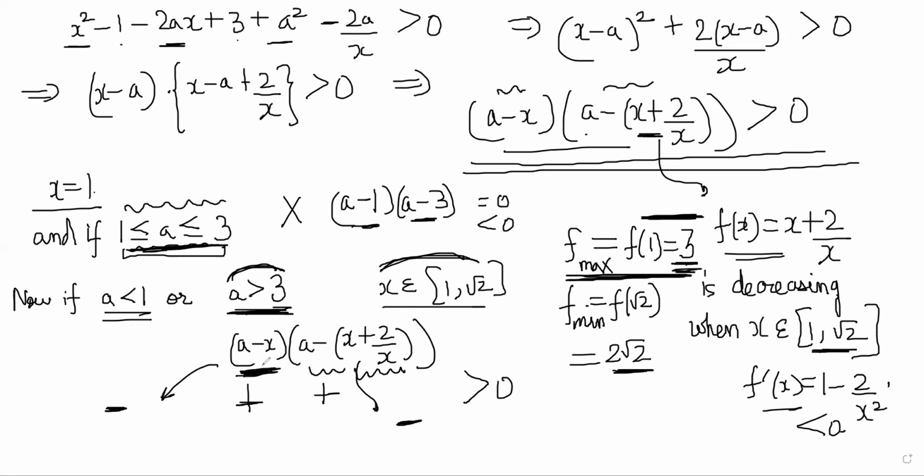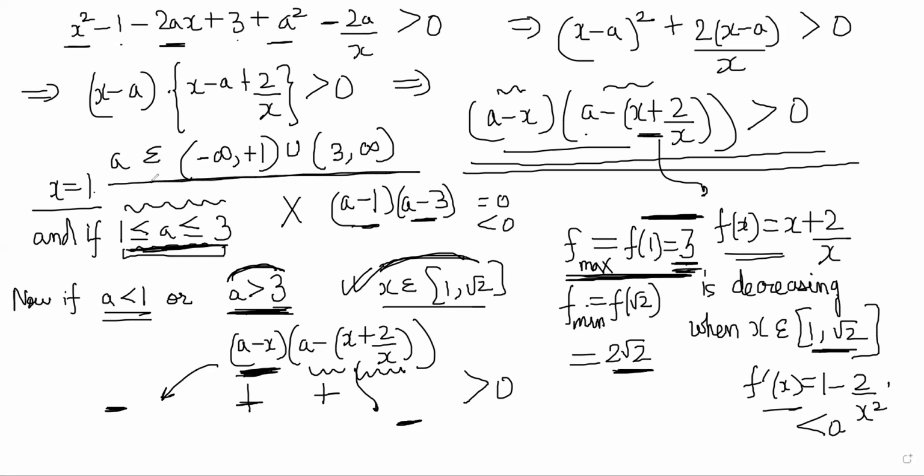Therefore, what we are getting is that the range of values of a for which this inequality is true for all x lying in this range is basically minus infinity to 1 union 3 to infinity, right? So a should belong to this set. a should be less than 1 or a should be greater than 3, in which case this inequality is true for all values of x. So that's how we solve it.